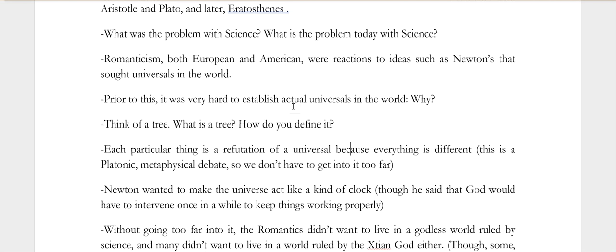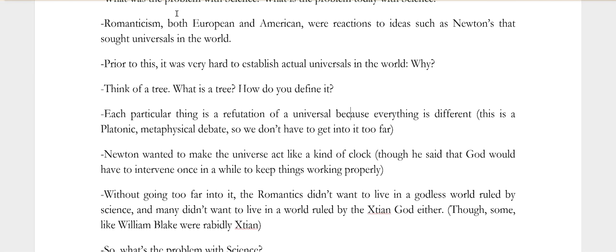So when we look at this idea of universals in the world, Newton was saying, here's how everything works. That's a universal. Now, of course, Newton was proven wrong later by Einstein. I don't want to go into that. But prior to science creating this taxonomy of things around us, what is nature? What is this, right? It's very hard to establish actual universals in the world.